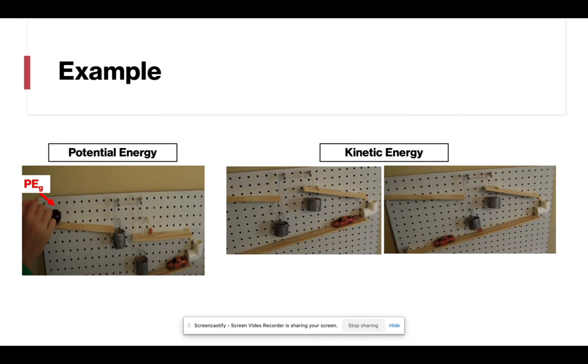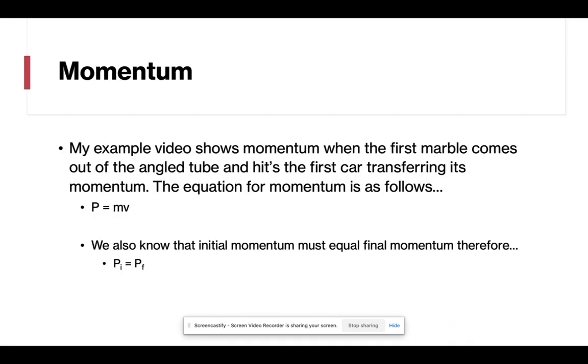We're going to see our potential energy here at the top of the first inclined plane. We find this by knowing the mass of the marble, the downward force of gravity, and the height. If we're wanting to find kinetic energy, we'll need the mass of the car, the mass of the marble, the velocity of the car, and the velocity of the marble.